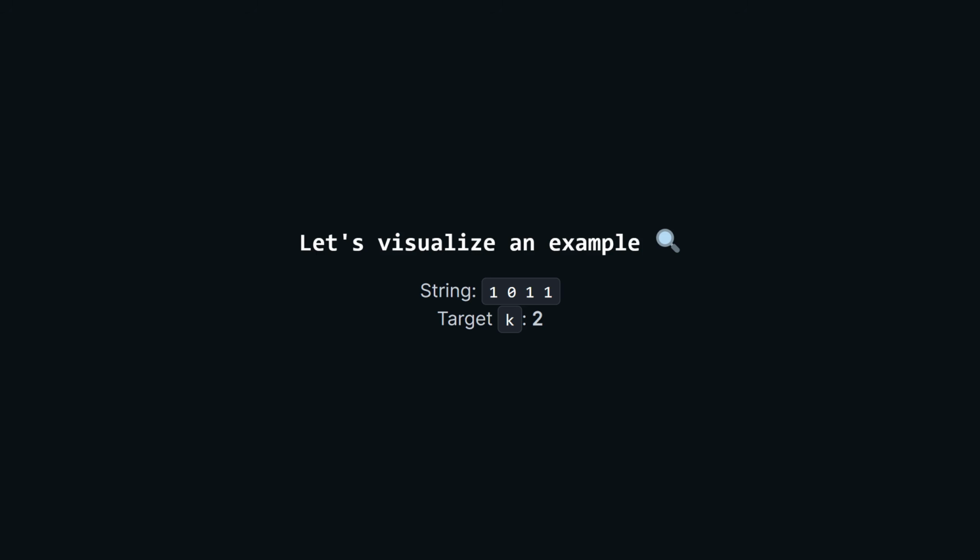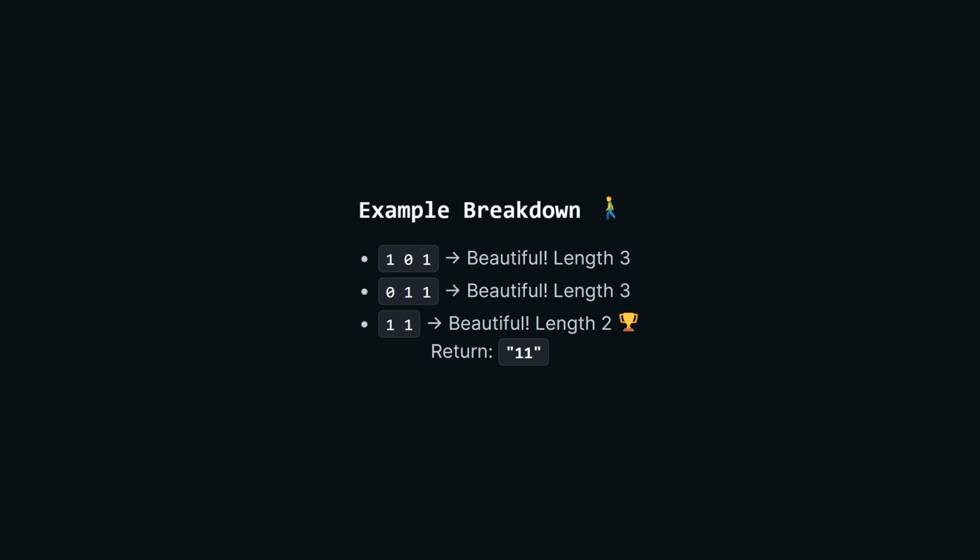Let's look at a quick example with a short string of 1011, and our goal is to find two ones. Scanning through, 101 has two ones, 011 also has two ones, but the piece 11 at the very end is the shortest of them all, so that's our winner.